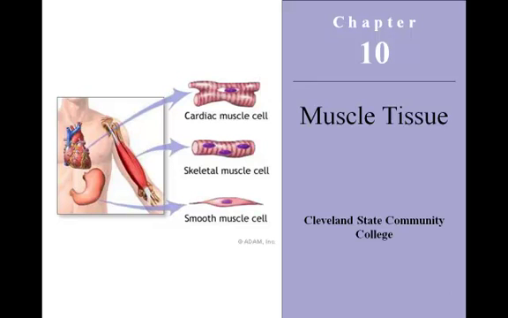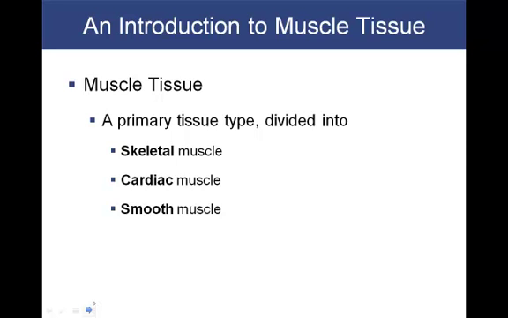This is module A4, muscle tissue. The muscle tissue comes in different forms. We've seen all three in the laboratory. Skeletal muscle is the main focus of this module, but towards the end we're going to look at cardiac and smooth muscle as well.